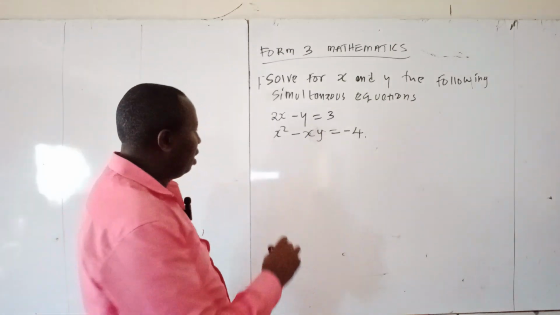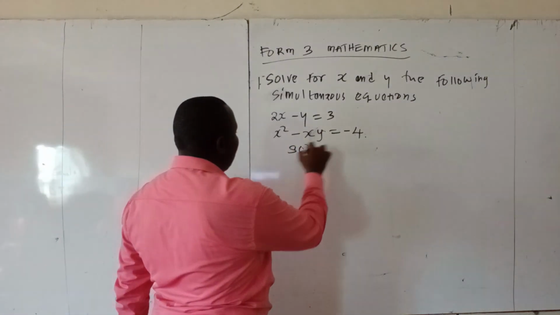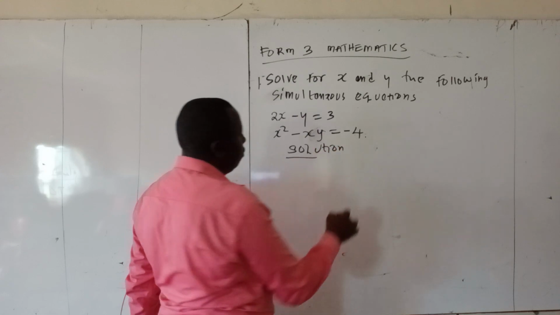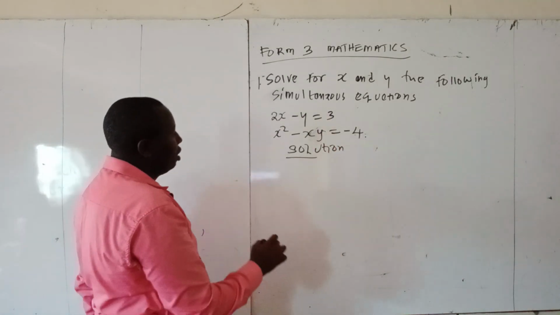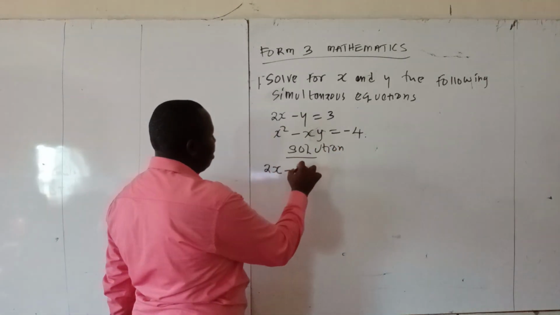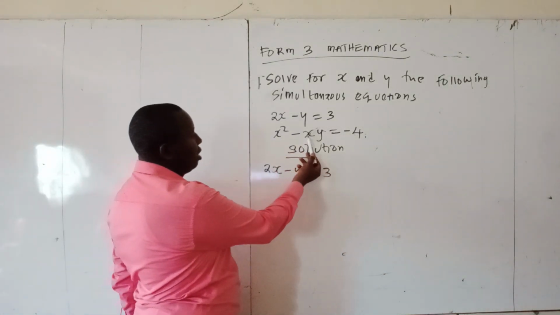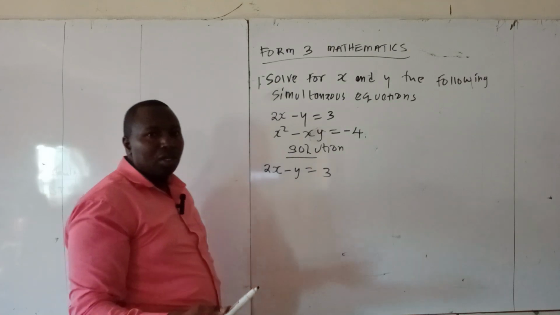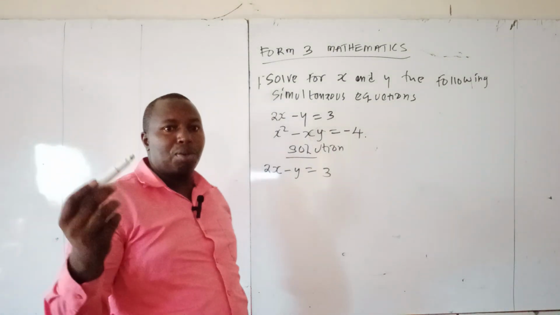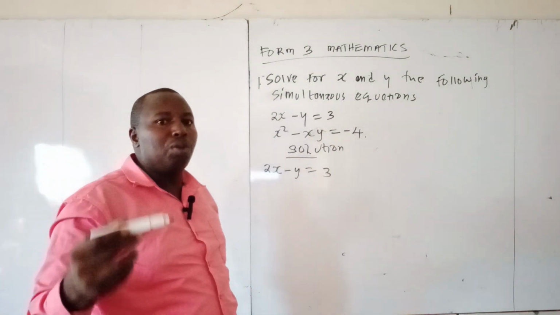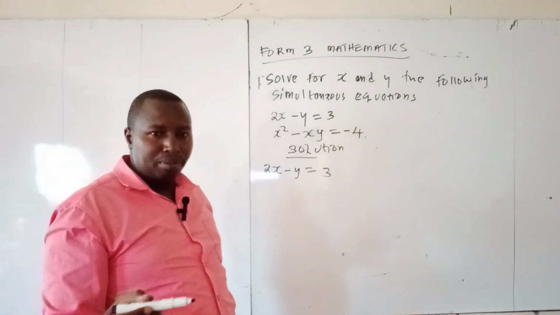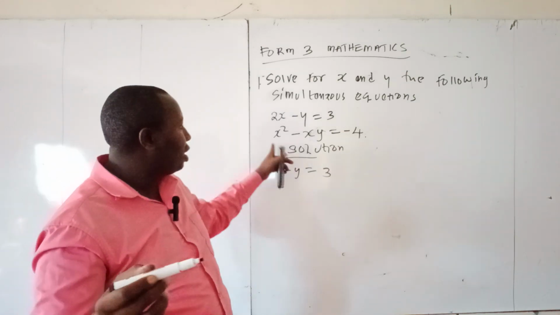So step number 1 is the solution. We'll write the solution for the working. You are given the equation 2x minus y is equals to 3, and you are given x squared minus xy equals to 4. In this kind of question, what you are supposed to do is check which one is easier for you to substitute to form the quadratic equation.